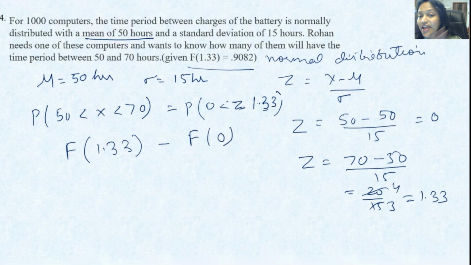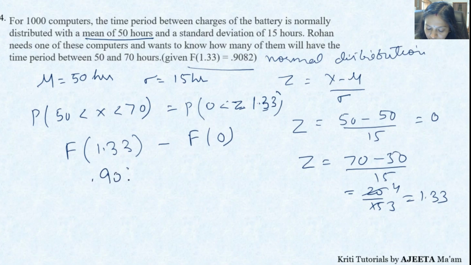So it will be the area enclosed between f of 1.33 and f of 0. हम उसमें से माइनस कर देंगे. तो उन दोनों के बीच में जो एरिया आएगा, that will be our answer. Now f of 1.33 का वैल्यू ऑलरेडी दिया हुआ है, 0.9082. और f of 0 आपको याद करना होता है, that is standard 0.5, because f of infinity हमारा पूरा हो जाता है, the full area from minus infinity to infinity, that is 1. So f of 0 is half of it, so here we get this. Now just subtract it and get your answer.